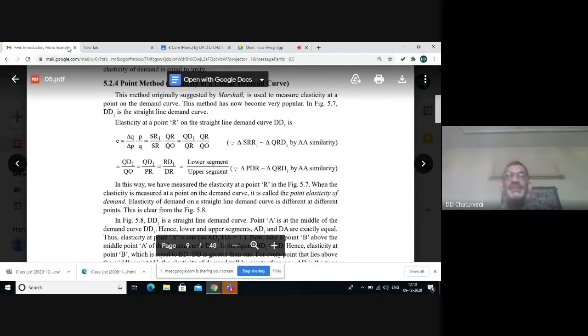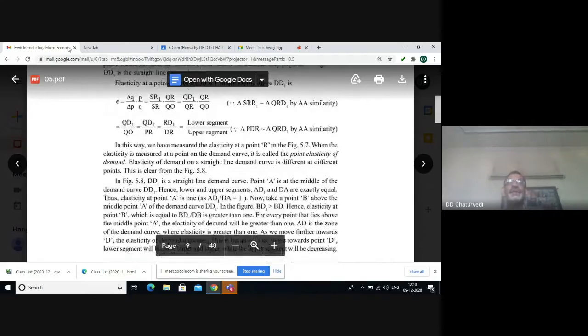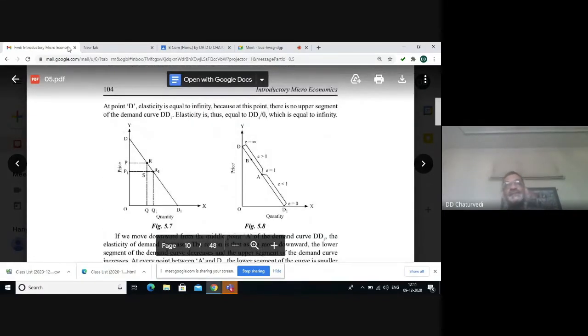And in order to derive this method, we can start with the percentage formula of elasticity of demand, which gives the formula delta Q upon delta P multiplied by P upon Q. You can look at the figure 5.7. In this figure, we find that suppose the price is reduced from OP to OP1, as a result of which the quantity demanded increases from OQ to OQ1. In figure 5.7, we find that the two triangles SRR1 and QRD1 are similar to each other.